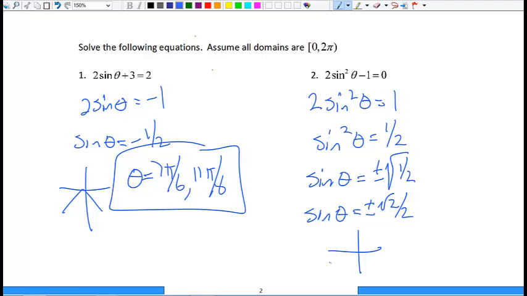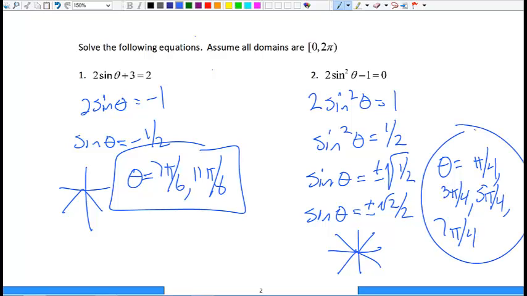Okay, well, looking at the unit circle, where do I see positive and negative square root 2 over 2's? The positive I get in the first and the second, and the negative I get in the third and the fourth. And so these are all the 4 forms of pi over 4. So theta would be pi over 4, 3 pi over 4, 5 pi over 4, and 7 pi over 4, which are all 4 of our answers.